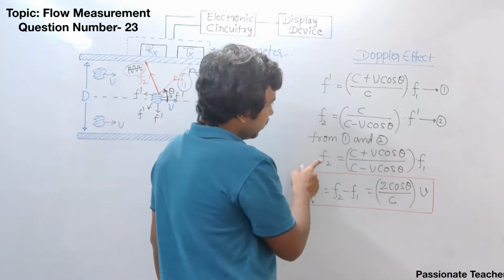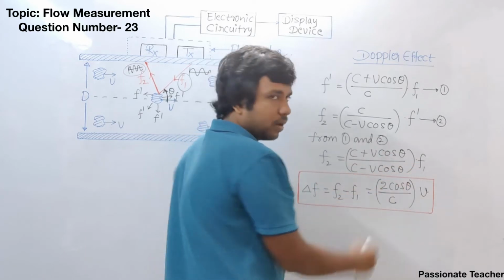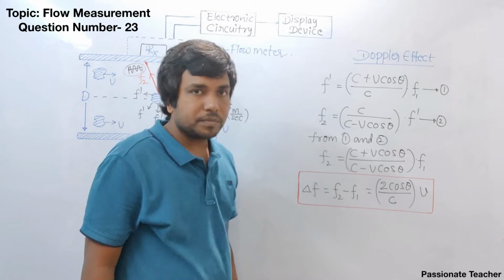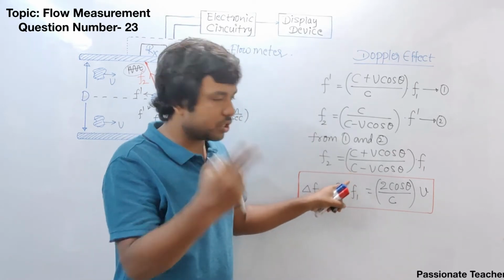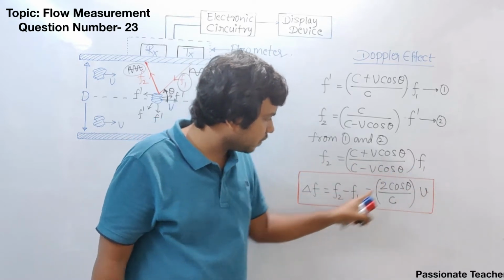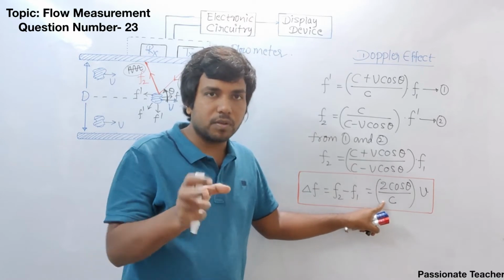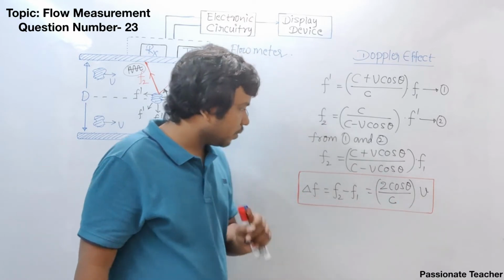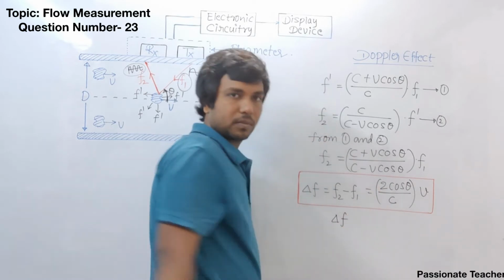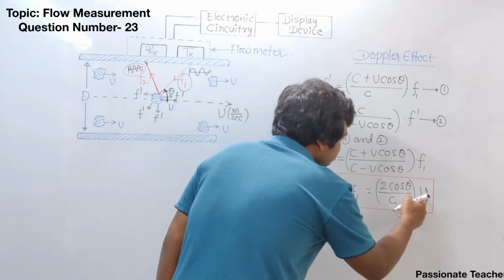If you use equations 1 and 2, then F2 is going to become (C plus V cos theta) by (C minus V cos theta) into F1. If you use simple math, you will be able to get this. And from here, with two more steps, you will be able to get delta F, the difference in these two frequencies, F2 minus F1, which after simplification is 2 cos theta by C into V. Now the great thing about this relation is, once we calculate delta F with some electronic circuit, there is a chance to measure the velocity of the fluid.